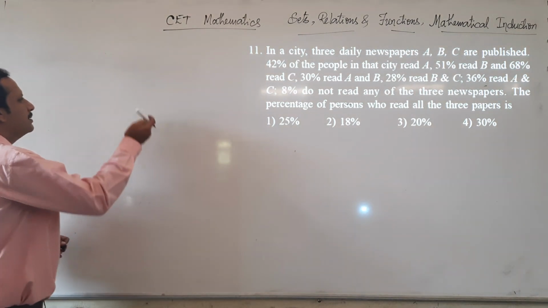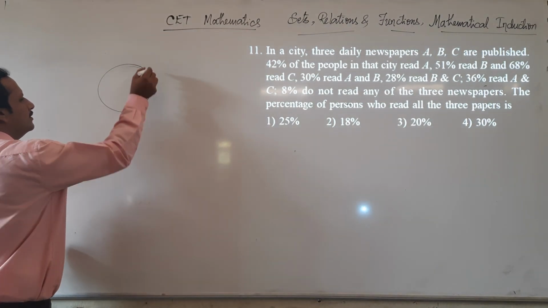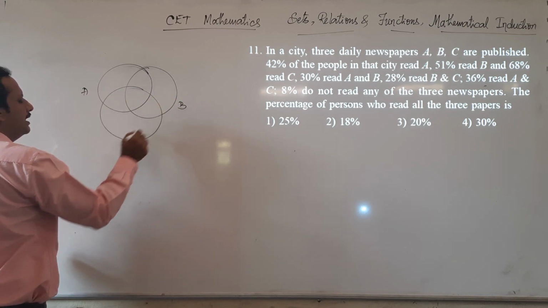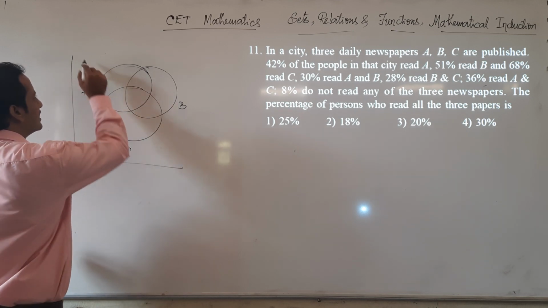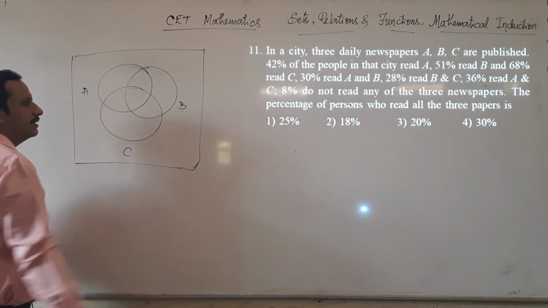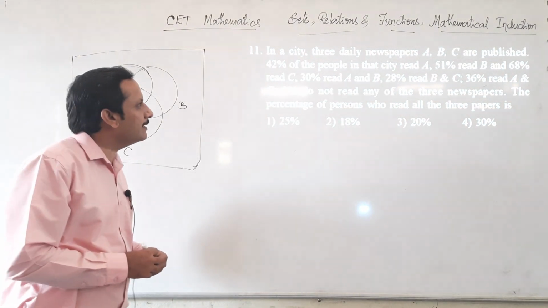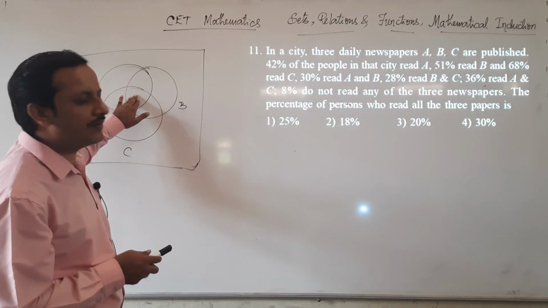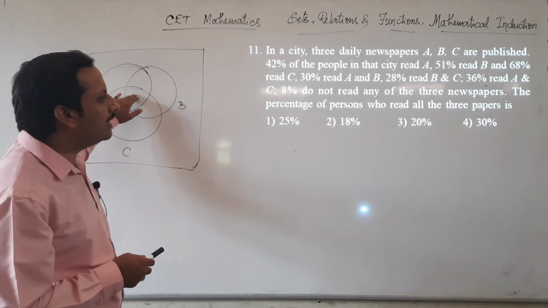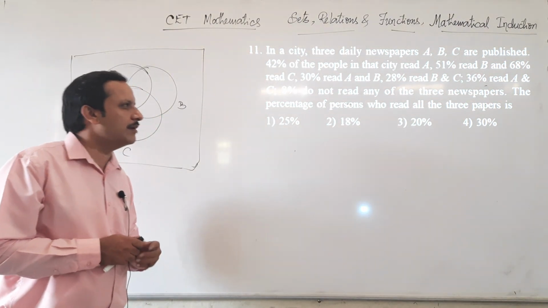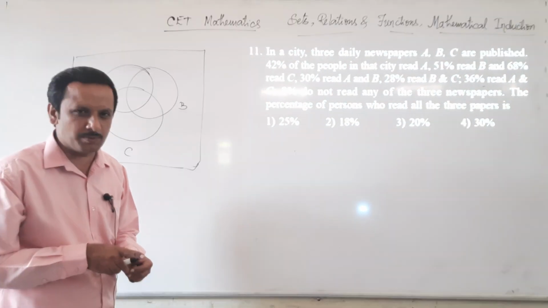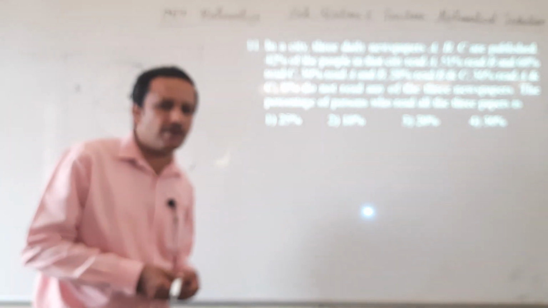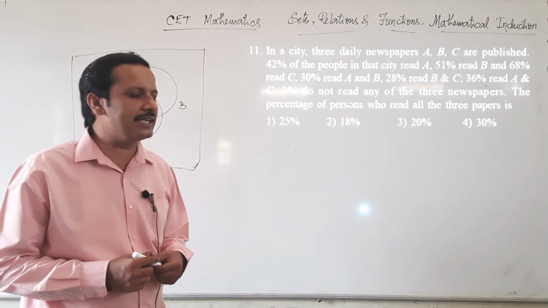There are 3 newspapers A, B and C. This is the universal set, the total number of persons in that city. So let us start from the intersection of all 3. How many read all the 3? That they have not mentioned. That is what we have to find out, the percentage of persons who read all the 3 newspapers. So I will call it x percent. That x only we have to find out. X percent of the people read all the 3 newspapers.